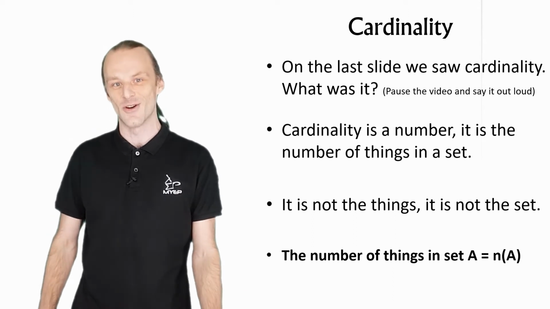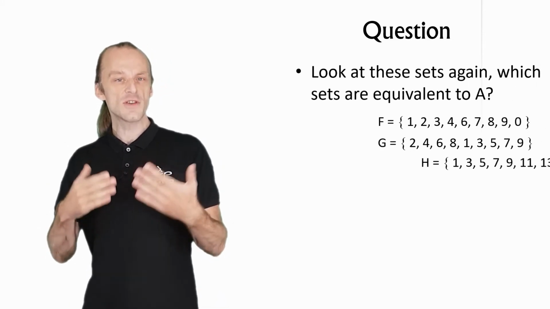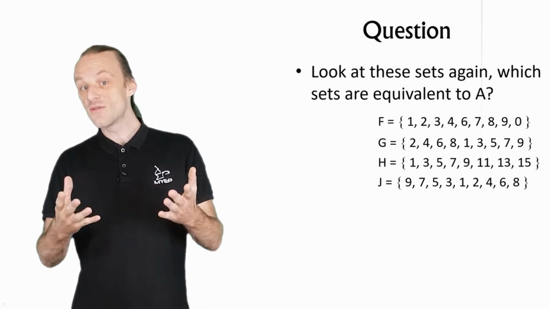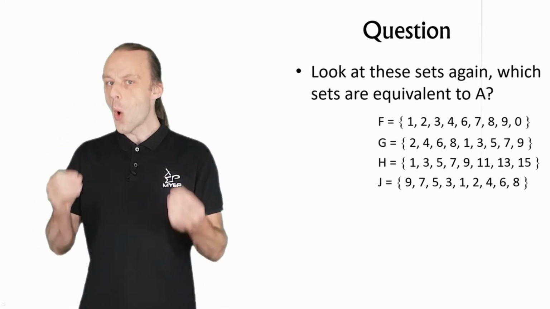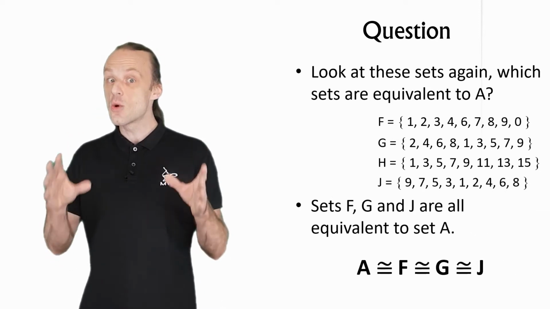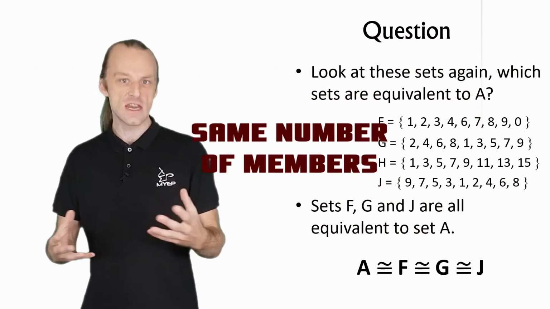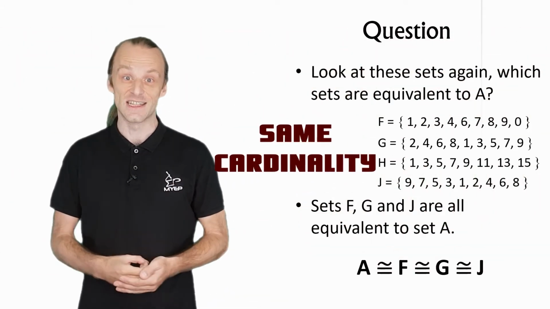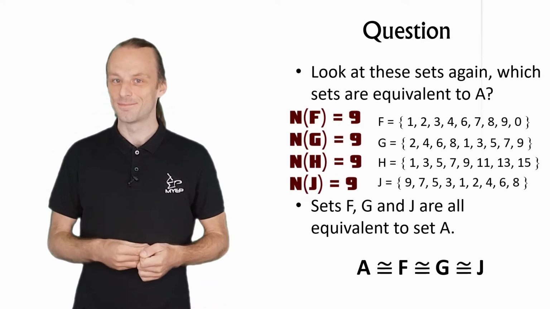Let's go back to these sets now, and again let me ask this time, which of these sets are equivalent to set A? Pause the video if you'd like to think about it, but I can tell you that all of these sets are equivalent to set A. They all have the same number of members, so they all have the same cardinality. And the cardinality of these sets is 9.